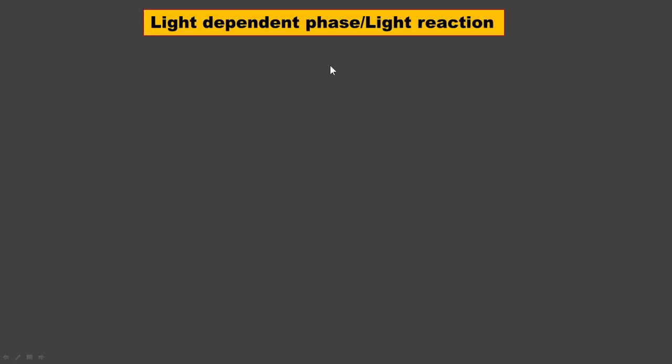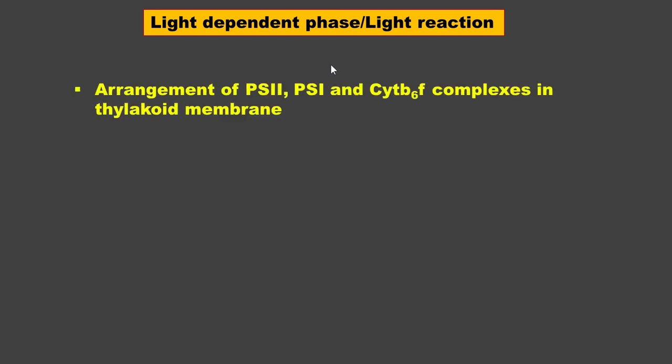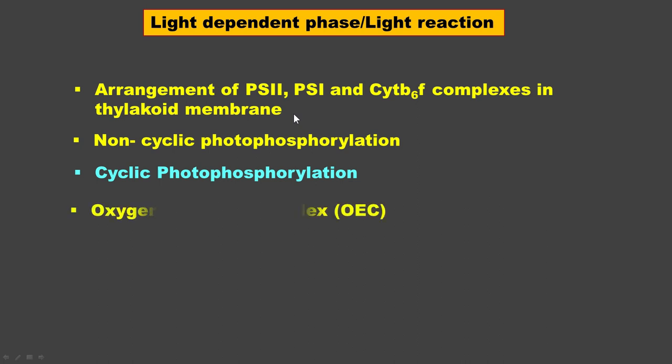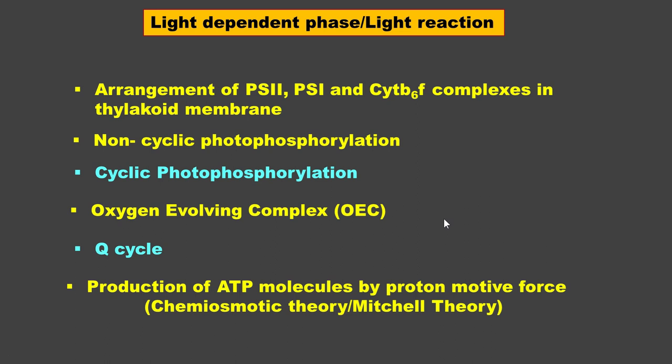As we know, photosynthesis has two important phases, the light dependent phase and the light independent phase. In the light dependent phase, we will discuss the arrangement of PS2, PS1, and cytochrome b6f complexes, how they are embedded in the thylakoid membrane, what non-cyclic and cyclic photophosphorylation are, how oxygen is evolved from the oxygen evolving complex from the manganese ion, and this complex is present on the luminal face of PS2, then the Q cycle and its significance, then the production of ATP molecules will be discussed in detail with the most accepted theory of Mitchell.